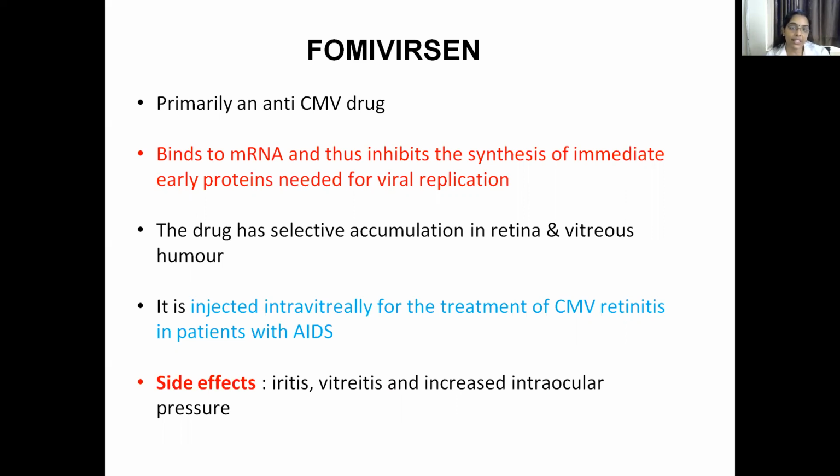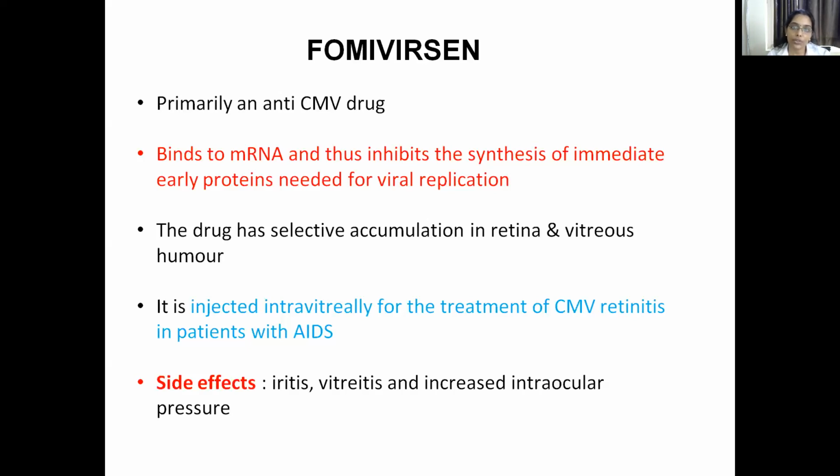Whereas fomivirsen has a different mechanism of action. It binds to the mRNA and inhibits the synthesis of immediate early proteins necessary for viral replication. This group of drugs is mainly used for the treatment of herpes simplex infections, cytomegalovirus infections, and also varicella zoster virus infections. Ganciclovir, in particular, is used mainly for CMV infections because it shows more accumulation in the CMV infected cells.